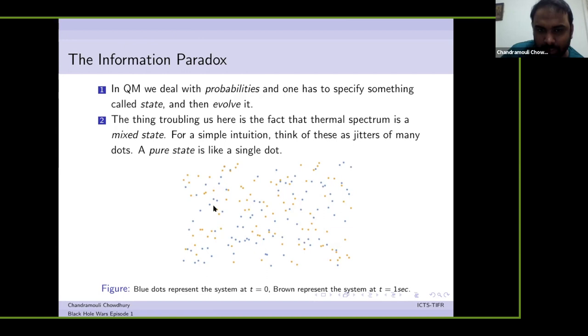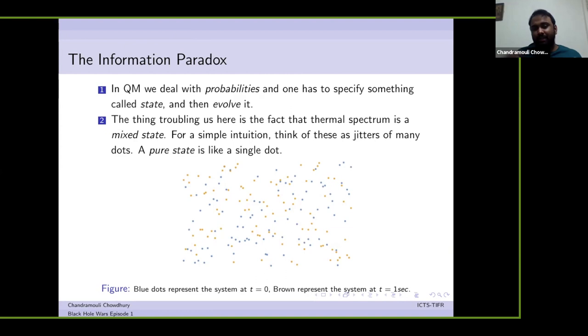A pure state is just like thinking about one single dot. You can specify the energy state of that system, think of one of those single dots, and then let it evolve. And that's just going to remain a single dot always. So if I take a single blue dot and let it evolve, that's just going to go to another single brown dot. However, if I think of a mixed state, what ends up happening is that I end up having many of these blue dots and all of them talk to each other.